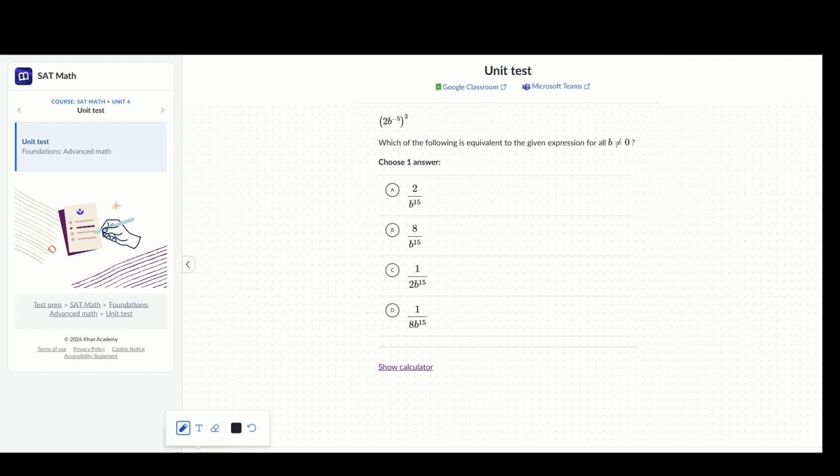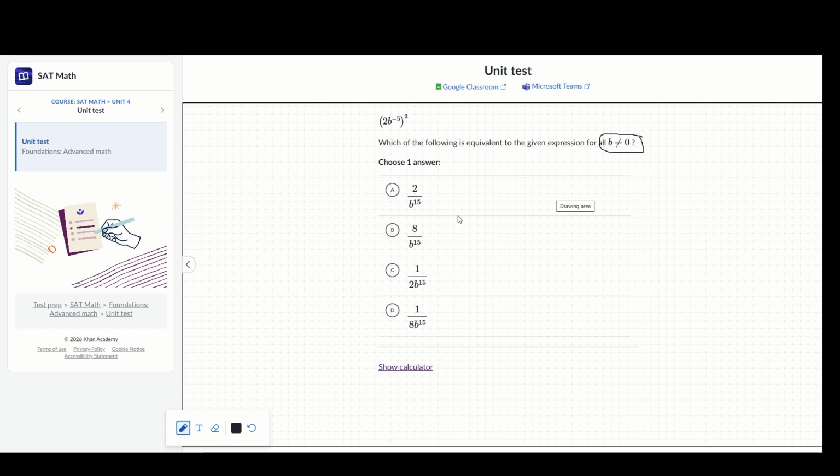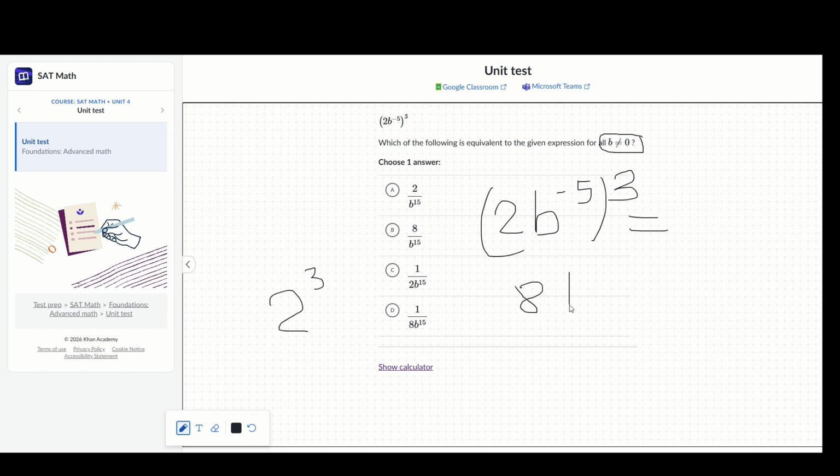Yep, next. Which of the following is equivalent to the given expression for all this condition? Okay, let's rewrite here to understand better. What is 2 cubed? It would be a b minus 15, when we multiply the powers, 3 multiplied by minus 5. Okay, we don't have such an answer, and it is not this answer and not this one. What are we going to do? For example, we can write this one like this. It is totally correct.